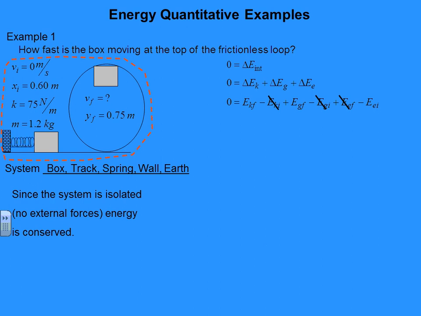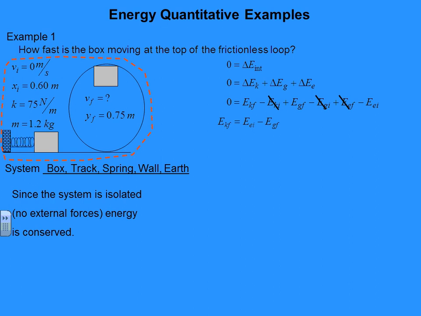We're trying to find how fast the box is moving at the top of the frictionless loop, so that's going to be hidden inside of the kinetic energy term. So solving for the kinetic energy, we get that the initial elastic potential energy minus the final gravitational potential energy is equal to the final kinetic energy. Now this is the stage where you want to look at this equation and make sure everything makes sense.